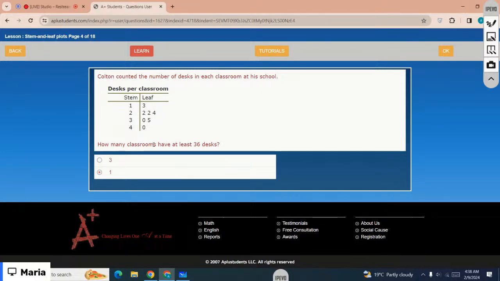1, right? At 36 and the greater value than 36 is only one value, 40. The correct option is 1.